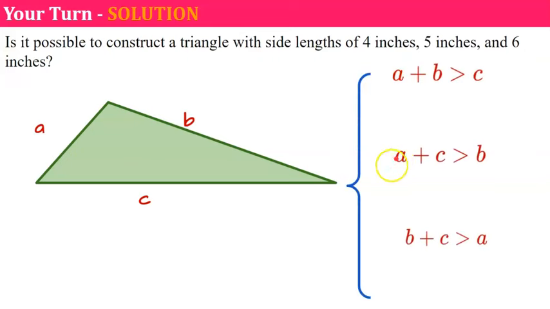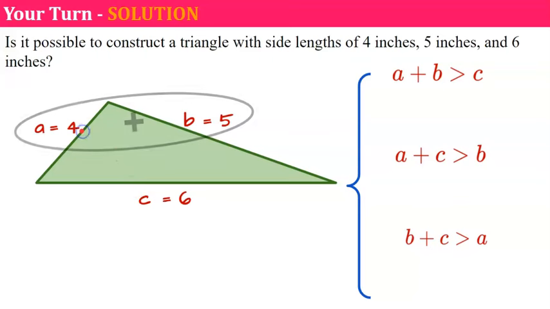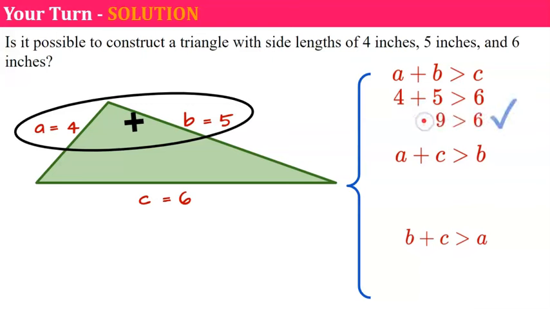So we have these three inequality statements that need to be true. Let's start by labeling A is 4, B is 5, and C is 6. You could have used those interchangeably and had different A, B, and C measurements. I'm going to start out by adding the 4 plus the 5 together and question if it's greater than the third side, 6. So 4 plus 5 is 9, and 9 is indeed greater than 6. So the first one checks.